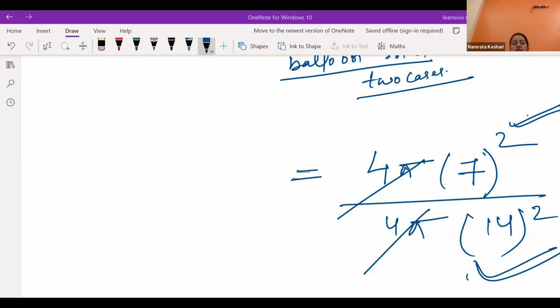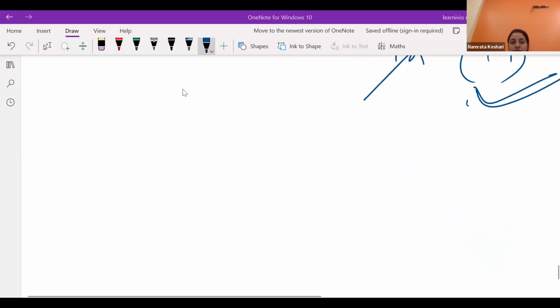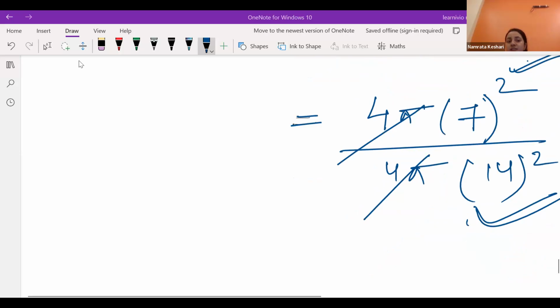Now the next one is a hemispherical bowl made up of brass. Just a second. Yes, before proceeding, see, I'm just explaining everything. Just a second.